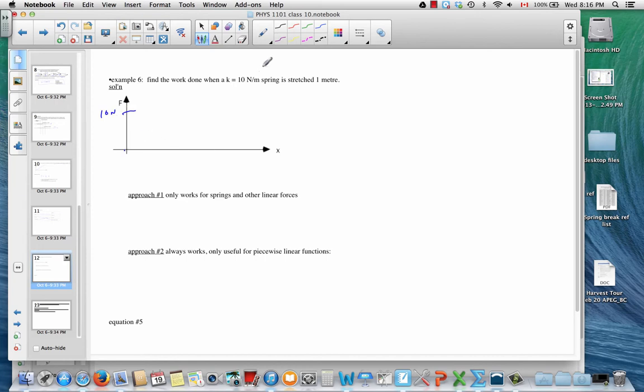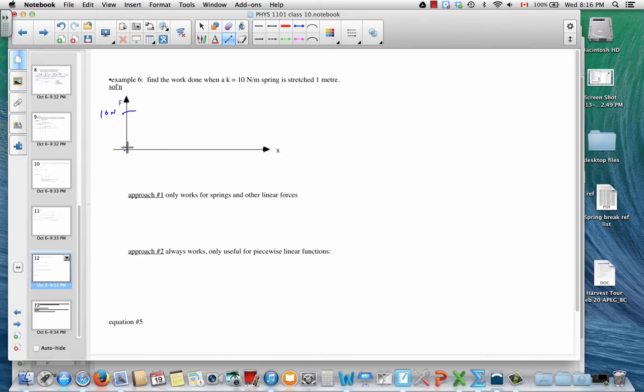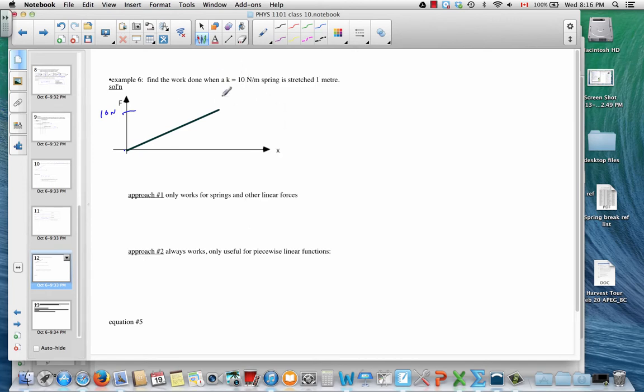So let's draw a nice straight line. That's a good idea. Okay, let's try it and see. Oh, that's nice. Look at that. Okay, good. So now, 10 newtons per meter. So 10 newtons to do 1 meter of extension.